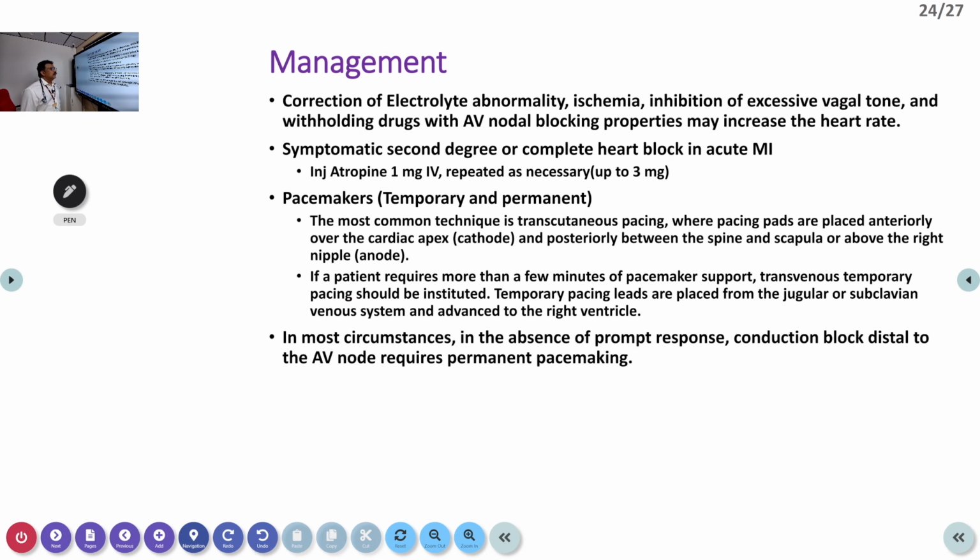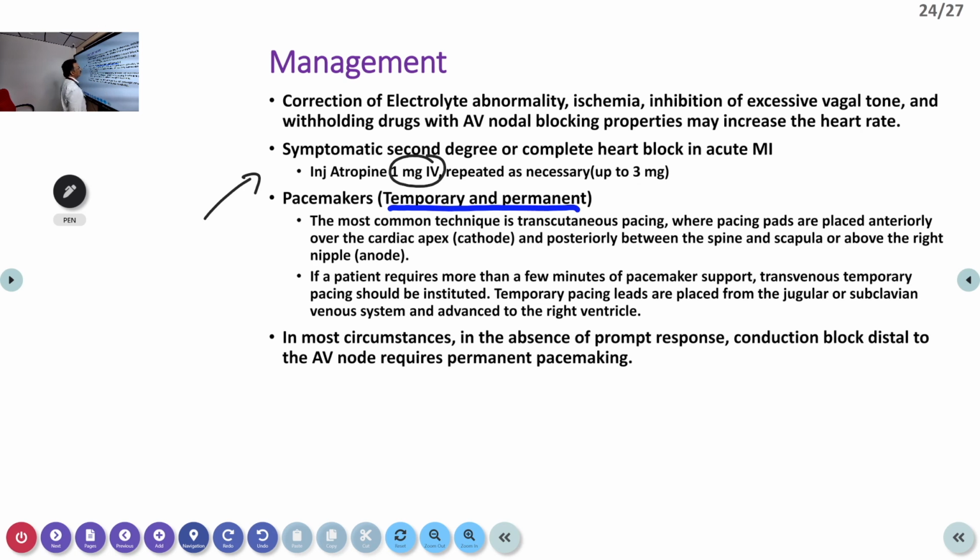Now, management, we should know what is the reason for all these heart blocks. So it can be ischemia or vagal tone increase, or drugs which can produce a complete heart block. So we have to avoid these triggers. Then we can give atropine. Atropine is one drug which can increase the heart rate in most of the patients, but it may not work in second degree or complete heart block. It only acts when there is a bradycardia, but we can try atropine if there is a severe bradycardia. Mostly it will not work. Then you have to correct the electrolyte imbalance, all these things.